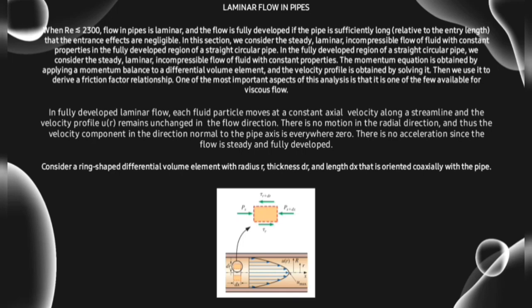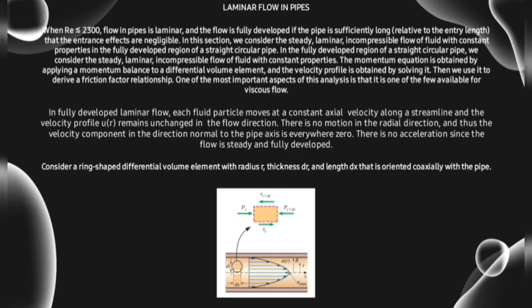In the fully developed region of a straight circular pipe, we consider the steady, laminar, incompressible flow of fluid with constant properties. The momentum equation is obtained by applying momentum balance to a differential volume element, and the velocity profile is obtained by solving it. Then we use it to derive a friction factor relation. One of the most important aspects of this analysis is that it is one of the few available for viscous flow. In fully developed laminar flow, each fluid particle moves at a constant axial velocity along a streamline and the velocity profile remains unchanged in the flow direction.